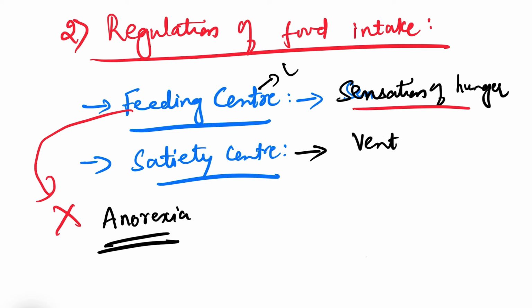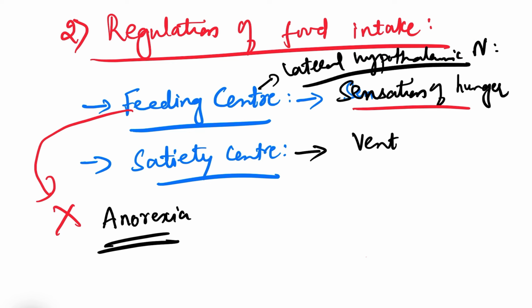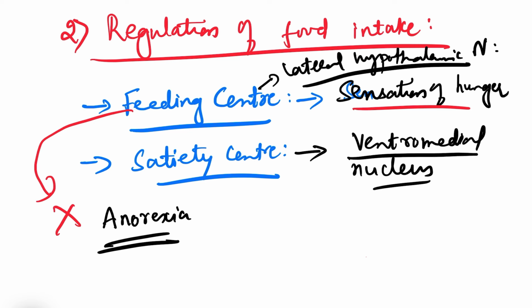This feeding center is the lateral hypothalamic nucleus, whereas the satiety center is the ventromedial nucleus. Where is this ventromedial nucleus present? It is present in the tuberal region. Whenever this ventromedian nucleus is stimulated, it acts as a satiety center. Stimulation of this causes the sensation of fulfillment, so the person will be satisfied.